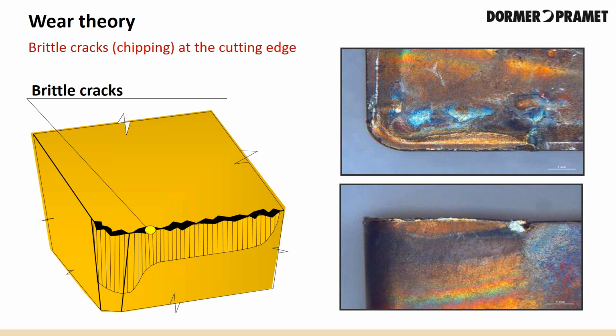Chipping of the cutting edge. It happens when you have too high of a power load on the cutting edge, mostly created by vibration or hard chips forming. You have micro and macro damage of the cutting edge.